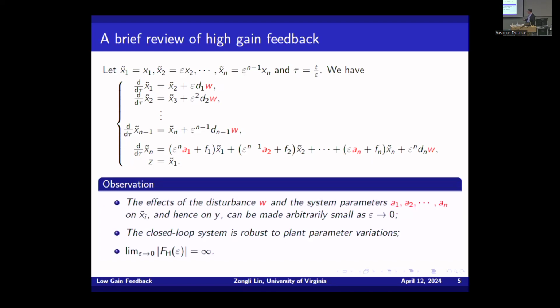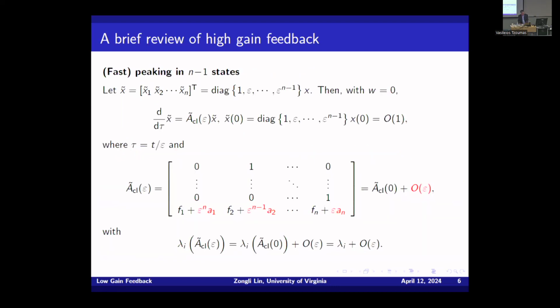And with high-gain feedback, one observation is the gain itself will go to infinity. That's the reason I think they call it high-gain feedback. It's not that every gain that goes to infinity will be high-gain feedback. It has to be this special form. The first one is 1 over epsilon to the power of n, and the second feedback gain is 1 over epsilon to the power n minus 1, and so on. So high-gain feedback is a good thing.